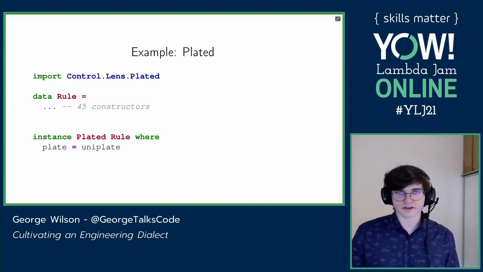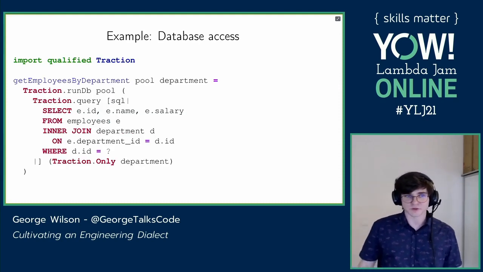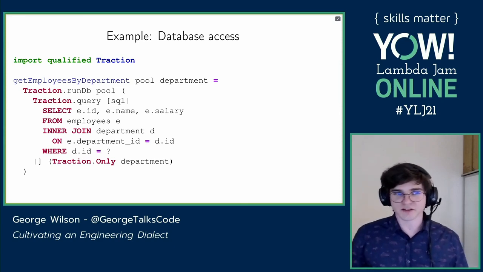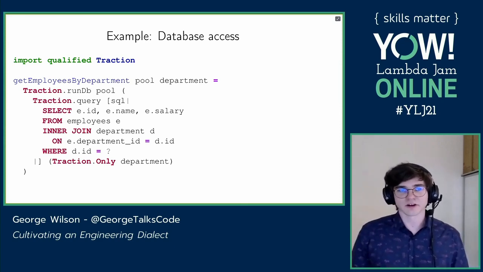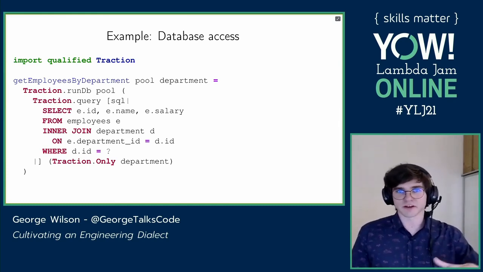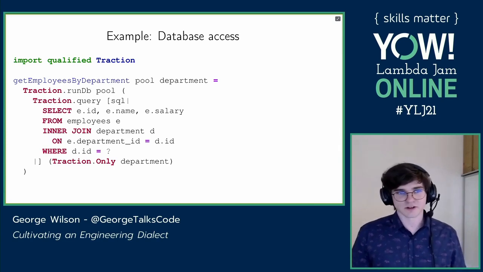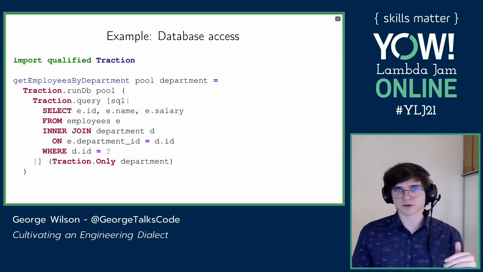But it's not all about saying yes and using things. I'll tell you about how we do database access. We're using a library called Traction, which is really basic. Everyone in the room can already use Traction. It's a very thin wrapper around PostgreSQL Simple. And you just write your SQL queries in your Haskell code, and then it does all the right escaping and sanitization and stuff, right? And you just write your SQL queries.